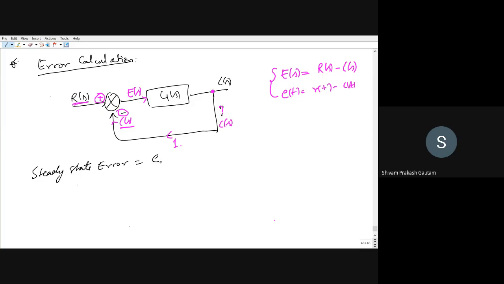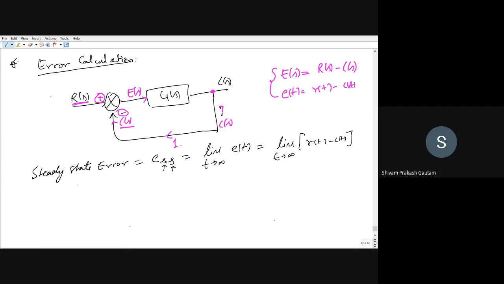That is given by ESS. E stands for error and SS stands for steady state. So steady state error will be given by the limit as t tends to infinity of e(t), in the time domain. So this will be equal to the limit as t tends to infinity of R(t) minus C(t). Is it not? Right, so this is in the time domain.